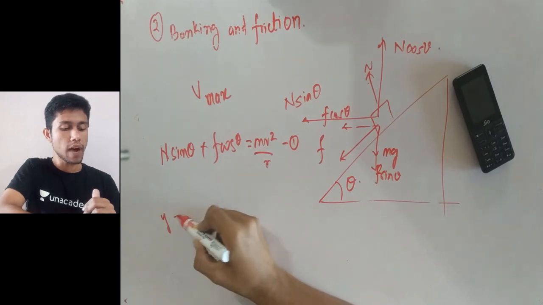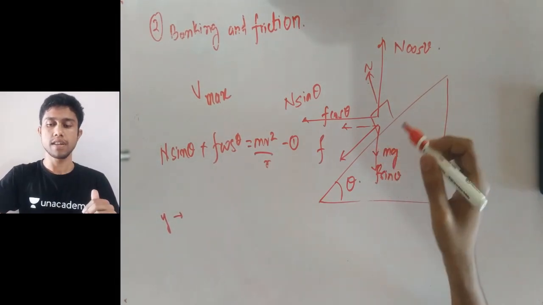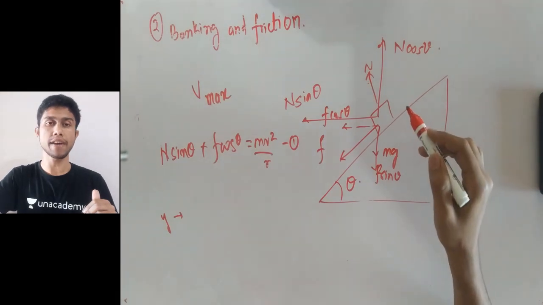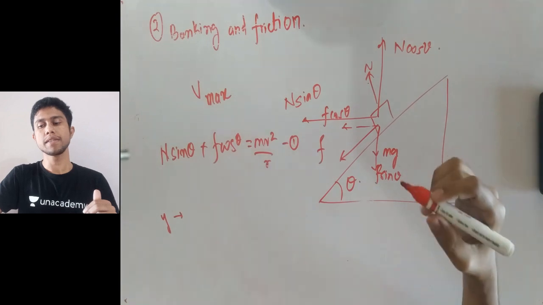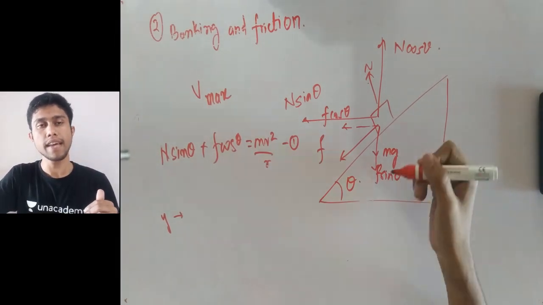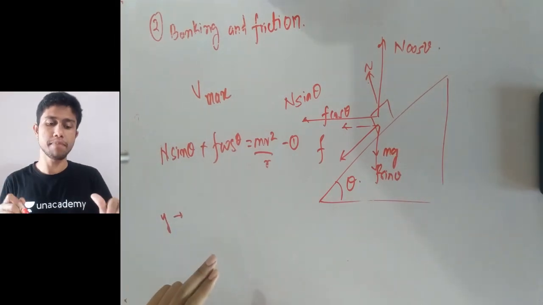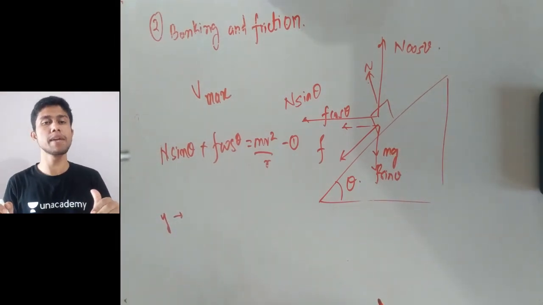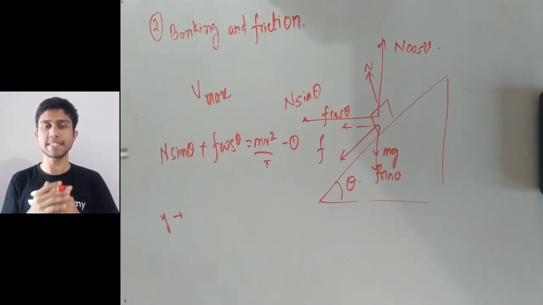Now I'll see the y-axis. I know in the y-axis the above acting force should equal the below acting force, so that the body is at rest in the y-axis. The N sin theta plus F cos theta equals the net centripetal force, which equals mv square by r. Now we'll go into the next expression.